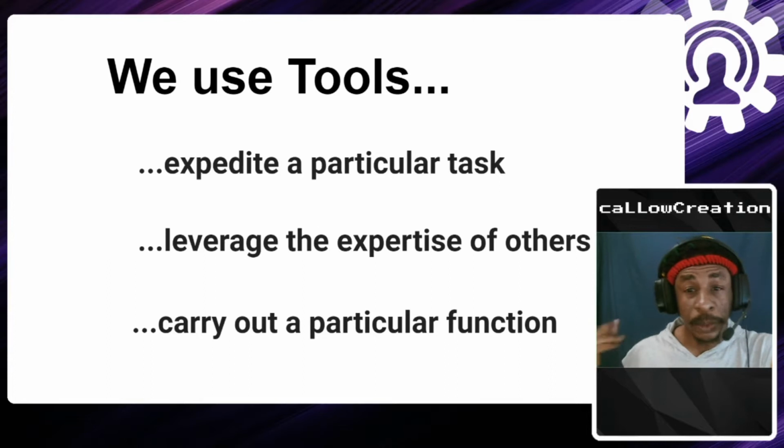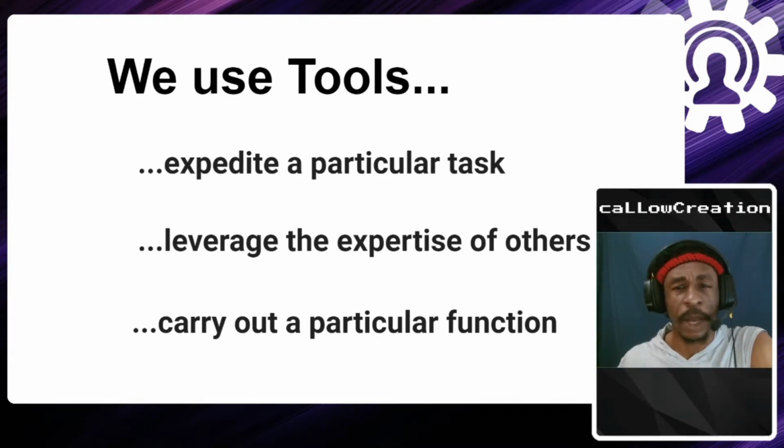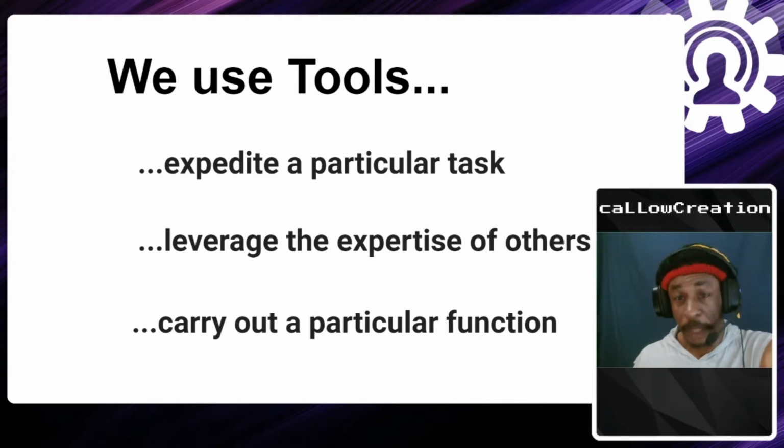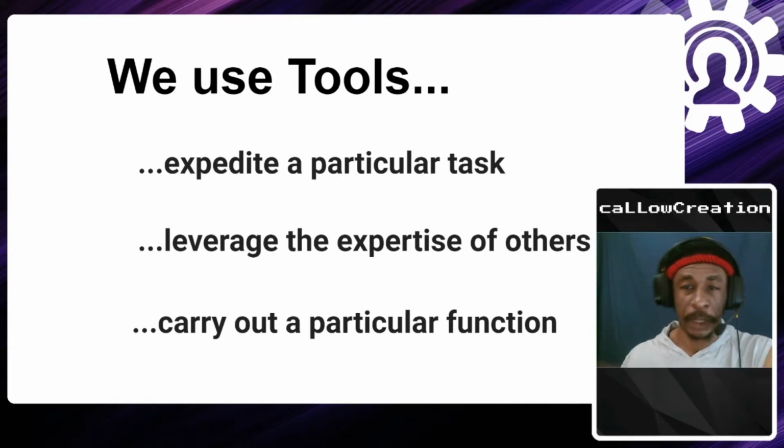We use tools. We use tools to make things go faster. Maybe we can't or don't have the time to do what we're doing. We use tools because it's necessary. Maybe we don't have the expertise. Right? We can't do what we need. We use tools for a particular function, right, to help us get things done.